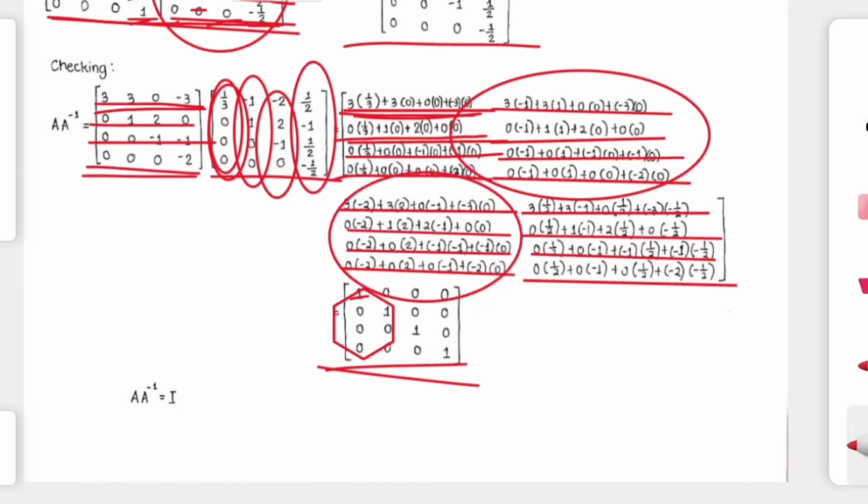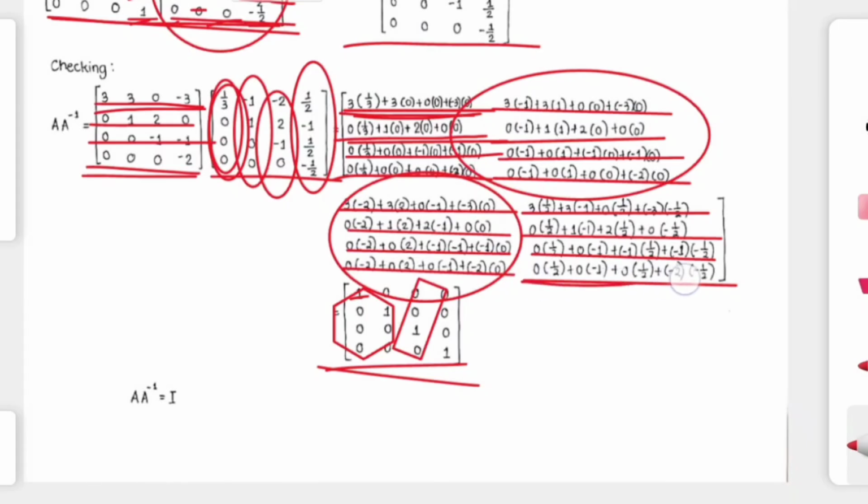So 3 times negative 2 plus 3 times 2 plus 0 times negative 1 plus negative 3 times 0 is equal to 0. And then 0 times negative 2 plus 1 times 2 plus 2 times negative 1 plus 0 times 0 is equal to 0 also. And then we have 0 times negative 2 plus 0 times 2 plus negative 1 times negative 1 plus negative 1 times 0 is equal to 1. And we have 0 times negative 2 plus 0 times 2 plus 0 times negative 1 plus negative 2 times 0. So we have established column 3 here: 0, 0, 1, and 0.